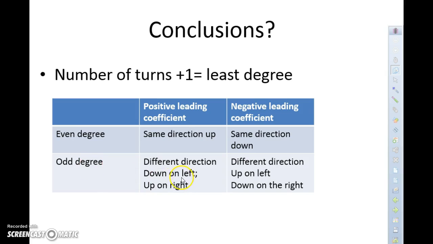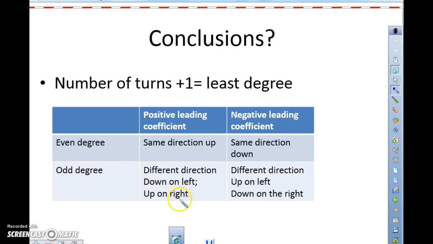Odd degrees go in different directions. Positive leading coefficient, down on the left, up on the right. So it looks like this for an example: down on the left, up on the right. Well, if you have a negative leading coefficient, it would be just the opposite of that. Up on the left and down on the right.